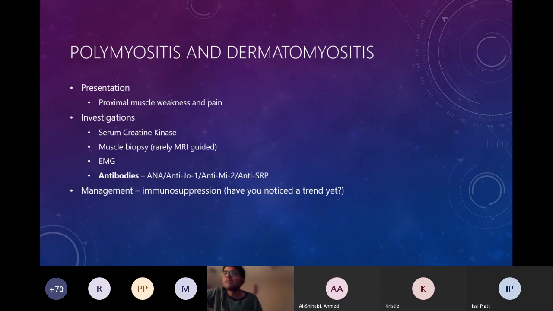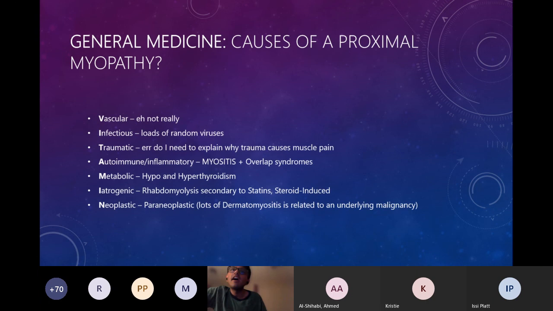You manage them by immunosuppressing them. Have you noticed? It's literally the same answer for every single condition. And this is a useful list that those of you who go to Bain will know about. These are the causes of proximal myopathy. If you organize it in accordance to your surgical sieve, there's loads of infective causes. Trauma can cause muscle pain, obviously. Myositis and other connective tissue diseases can all cause proximal myopathies. Metabolic important ones: hypo and hyperthyroidism. Know which ones are painless and which ones are painful because they can do both. And then rhabdomyolysis, which is secondary to statins.